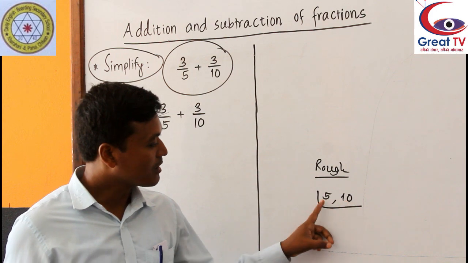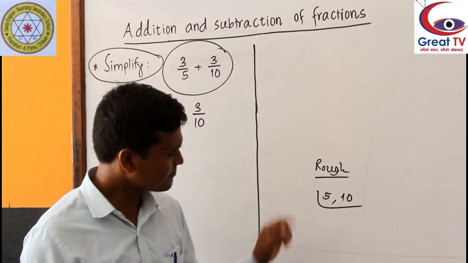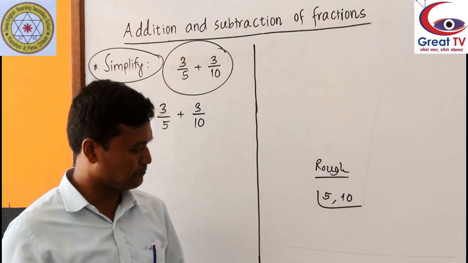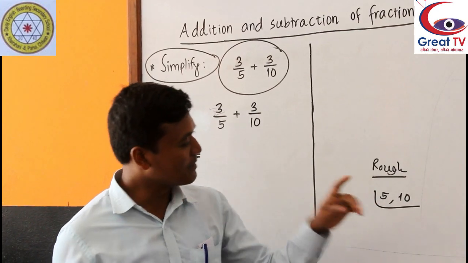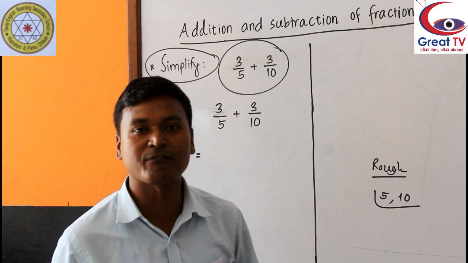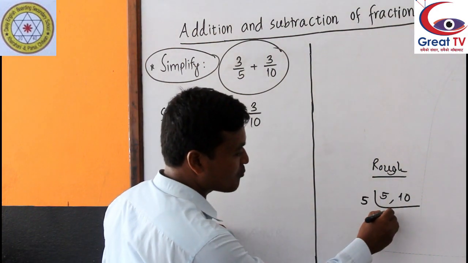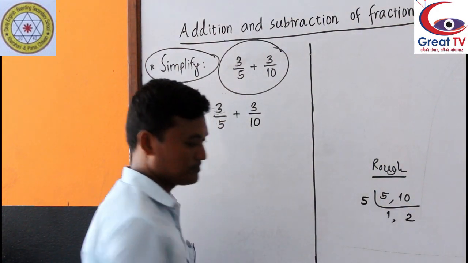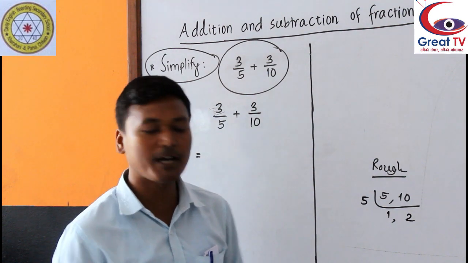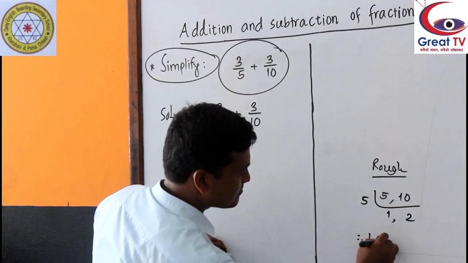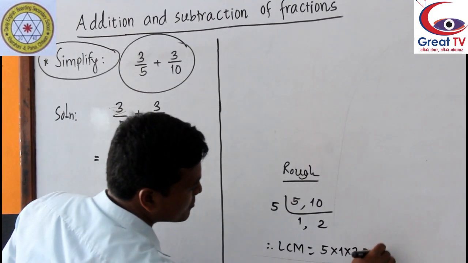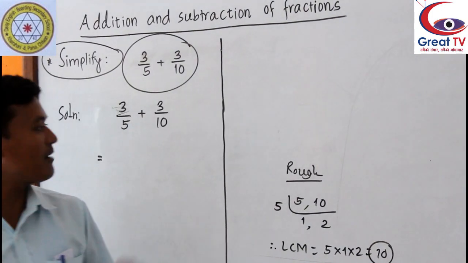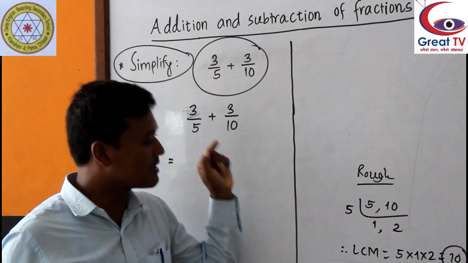So 5 and 10, while dividing by a prime number, both numbers must be divisible by that very number. So you know very well 5 and 10 both are divisible by 5. So let us divide by 5. 5 1s are 5, 5 2s are 10. Then after this we can't divide. Therefore LCM equals 5 times 1 times 2 equals 10. So the LCM of denominators here 5 and 10 is 10.